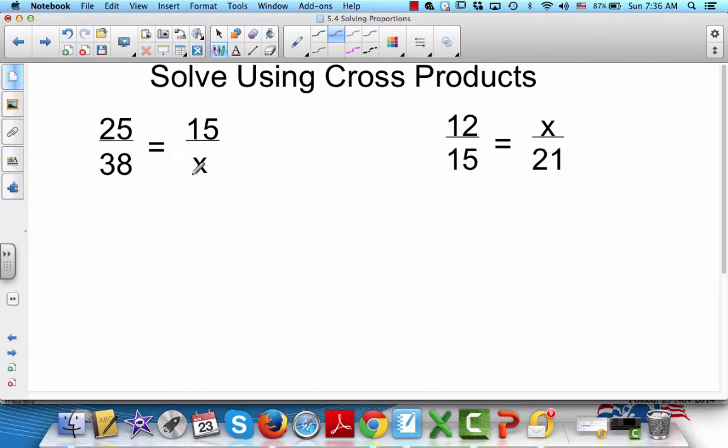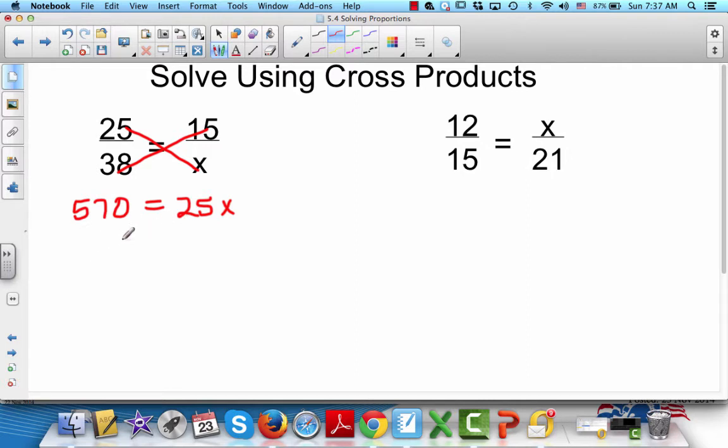All right, now solving using cross products. This is the second method of doing this, and this time, when you look at this one, 15 to 25, it's not easy to come up with the number that you multiplied by to get 25 from 15. So we have to do this one a different way. So what we do is we cross multiply. We go 15 times 38, and we get 570, and we go 25 times x, and we get 25x. Not too bad. Just cross multiply the 38 times the 15, the 25 times the x.